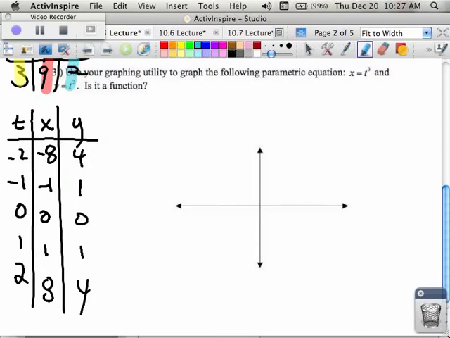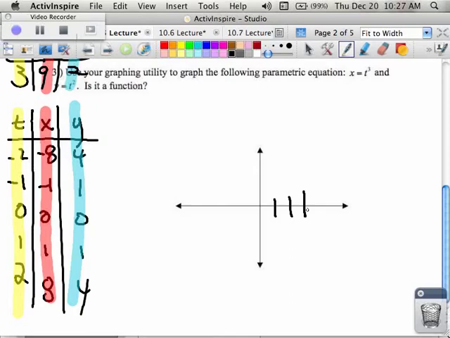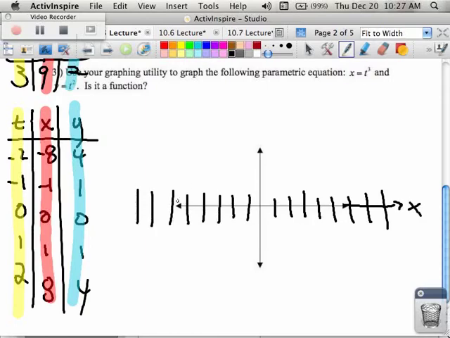If you're referring back to what we've done in the past, the t was my independent variable, the x was one of my dependent variables, and the y was the other one. I go to graph that, on my x-axis, and my y-axis.